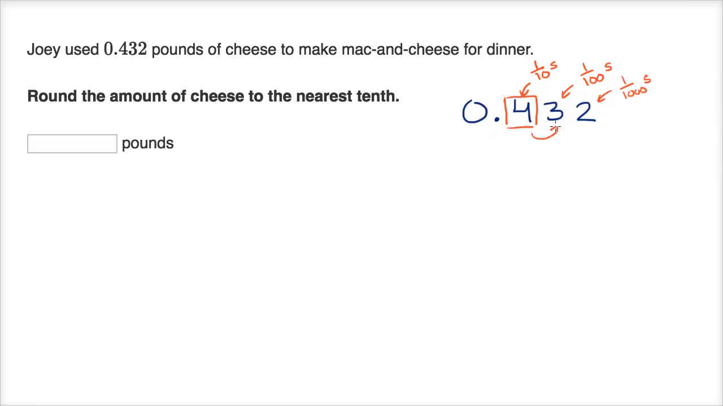We go one place to the right. If it's 5 or larger, we round up. This would become a 5. If it's less than 5, which is the case here, we're going to round down to just 4 tenths even. So because 3 is less than 5, we are going to round down. And we're going to get 0.400, or we could write that as 0.4, or we could write that as 4 tenths of a pound.